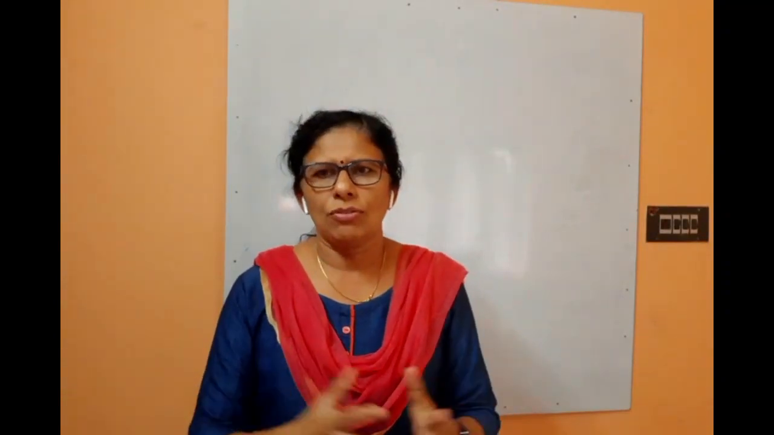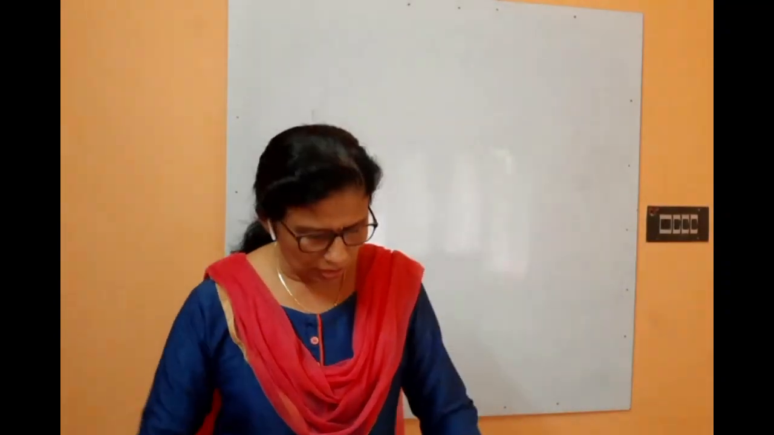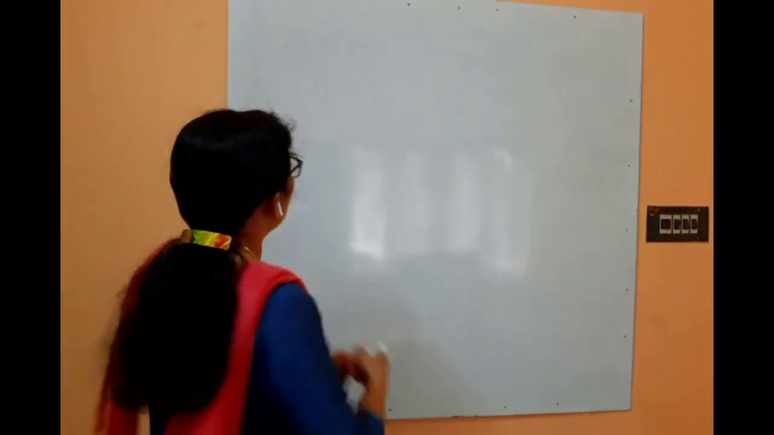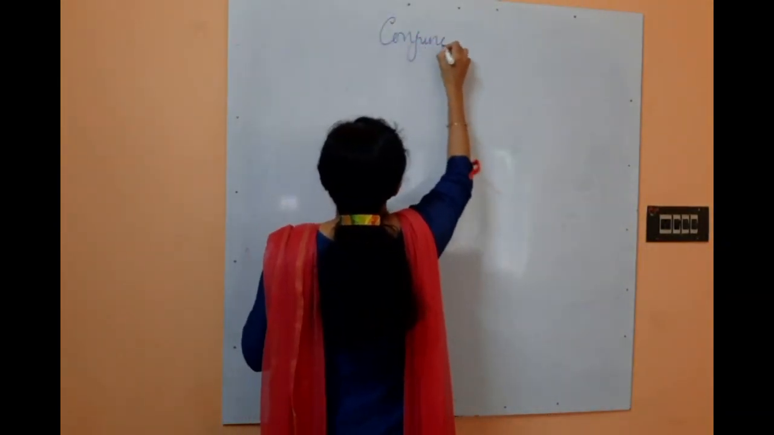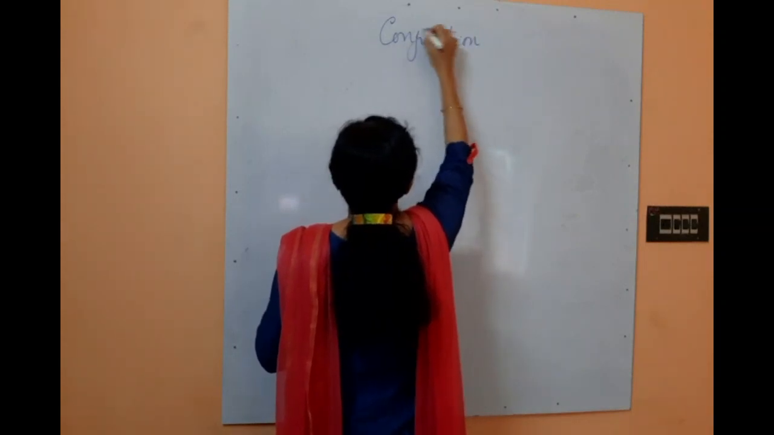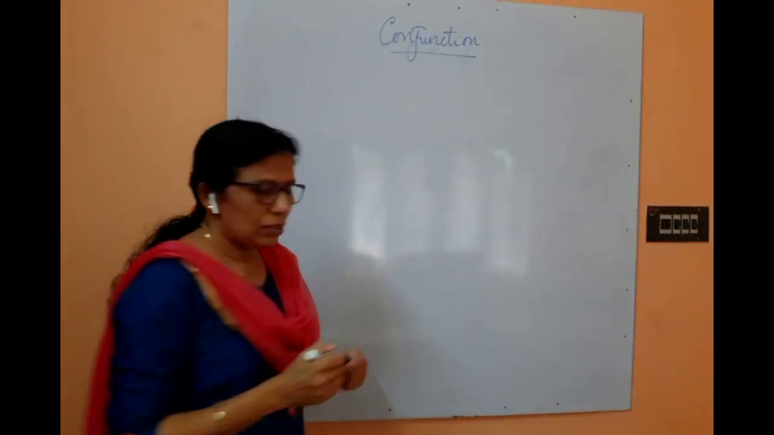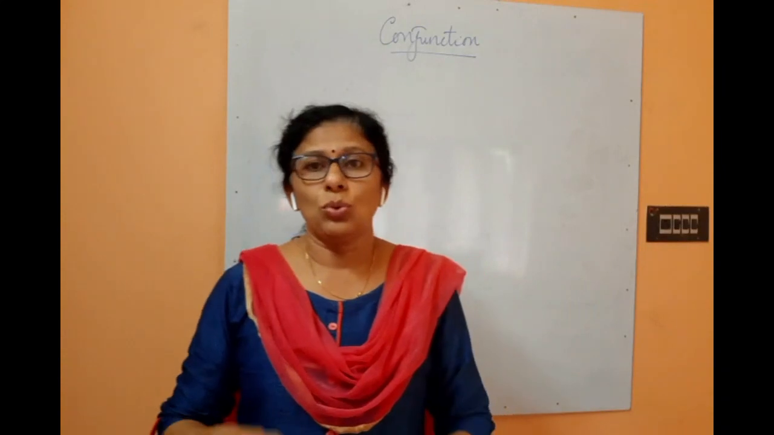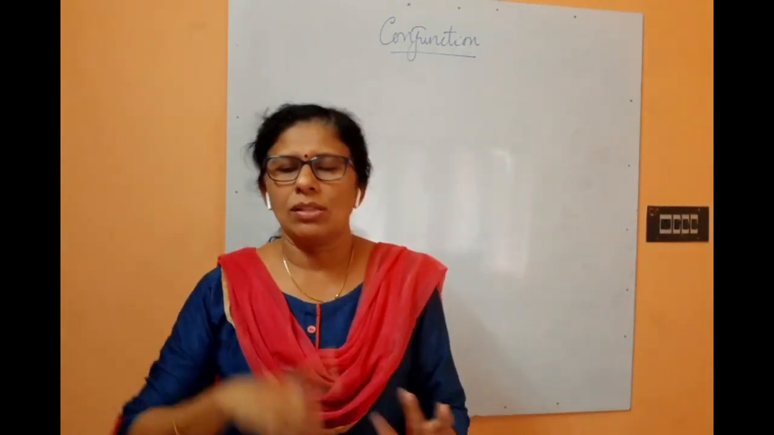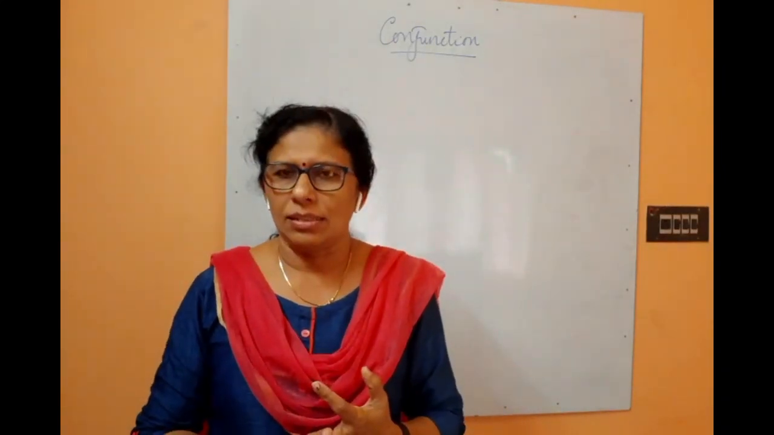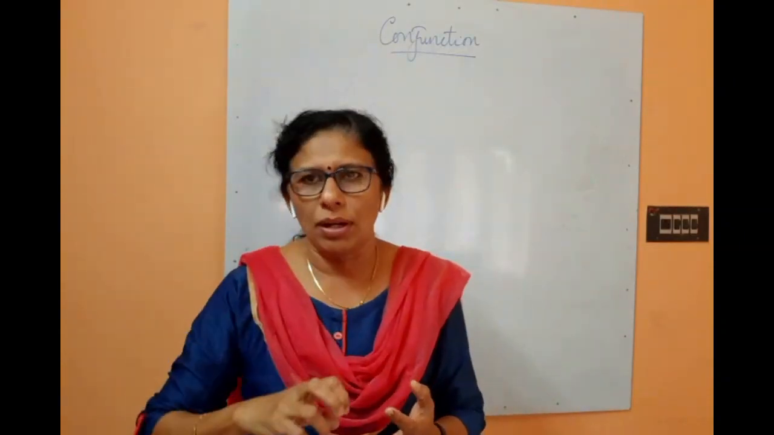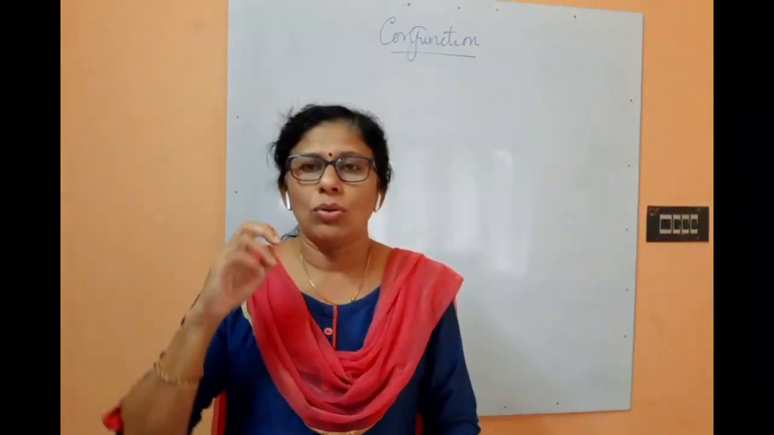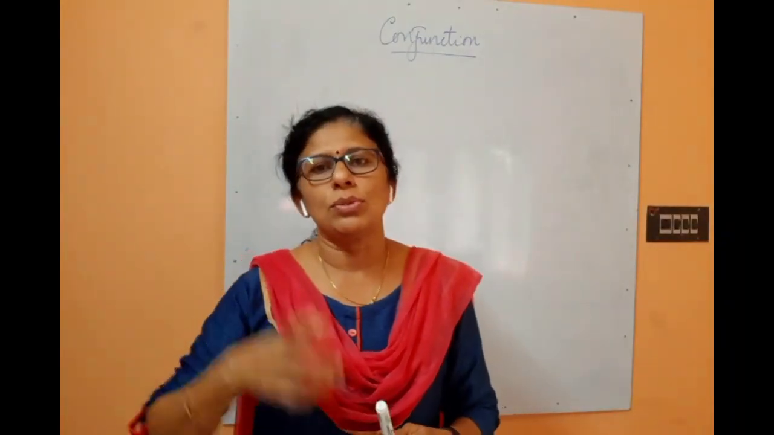Conjunction we have already studied before, so all of you know what is meant by a conjunction. Can anyone tell me what is meant by a conjunction? Conjunction is a word that is used to combine two words or phrases or even sentences. So conjunction is a word that is used to combine two words, two phrases, or even two sentences.